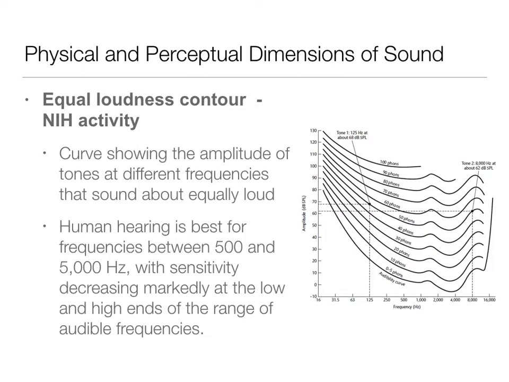Again, human hearing is best between the frequencies of 500 and 5,000 hertz. That's when we're most sensitive. We have a much harder time hearing above 5,000 hertz or below 500 hertz, so we're not as sensitive to those. And it's a chicken and egg thing: whether human speech is in this range because it's what we hear best, or it's what we hear best because it's the range of human speech, hasn't obviously been figured out.